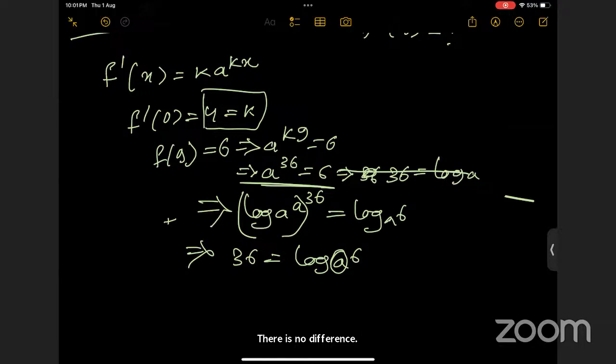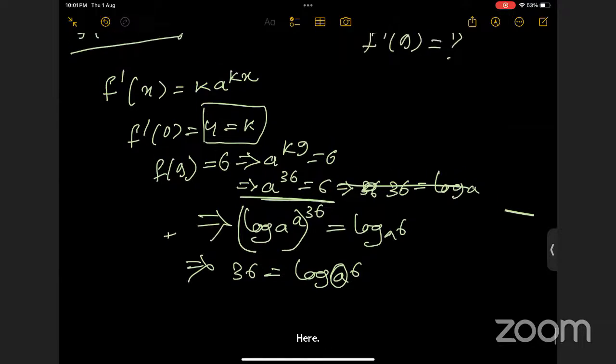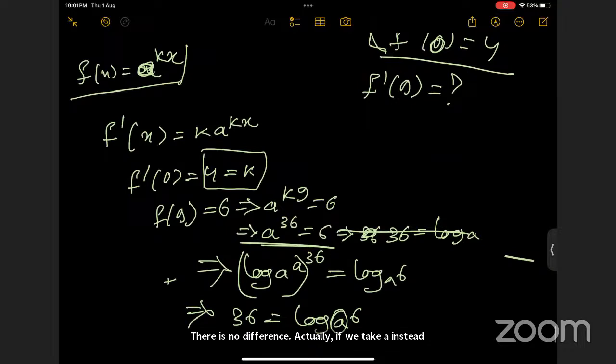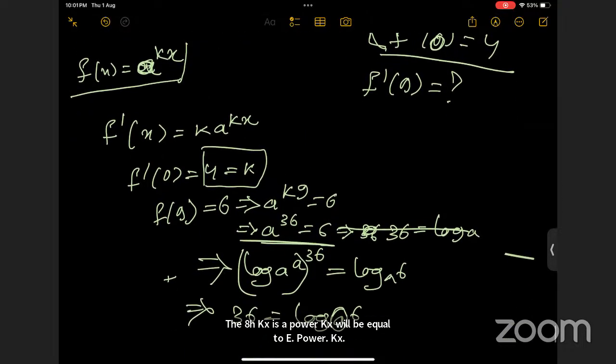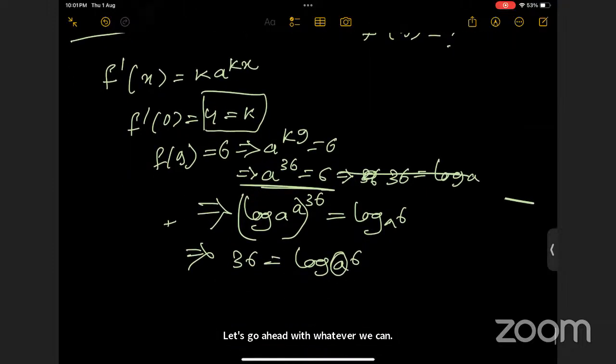If we take a power kx instead of e power kx, a power kx will be equivalent to e power kx with different a. Yes. It's again the same. You cannot take this. Okay. So there is no solution.